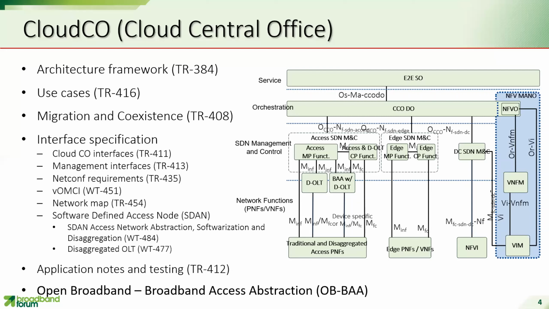And as a result of developing migration and coexistence in TR 408, that sort of led to this long list of interface specifications. You know, combination of the architecture framework and the migration coexistence led us to undertake the development of these various interface specifications. So I'm not going to go through each of them in detail, but some of them are published already as TRs, others are still in development, but are approaching close to being published. The migration coexistence also relates to the open broadband access abstraction, or the BAA. And we'll talk a little bit more about that.